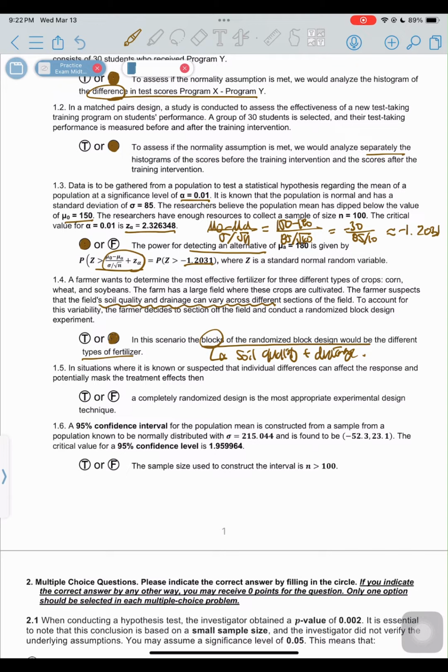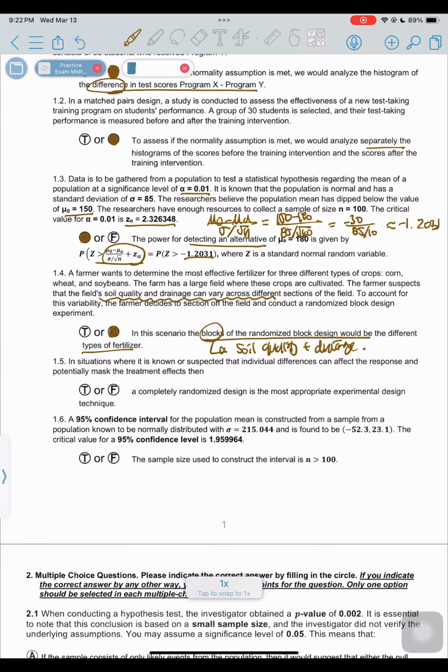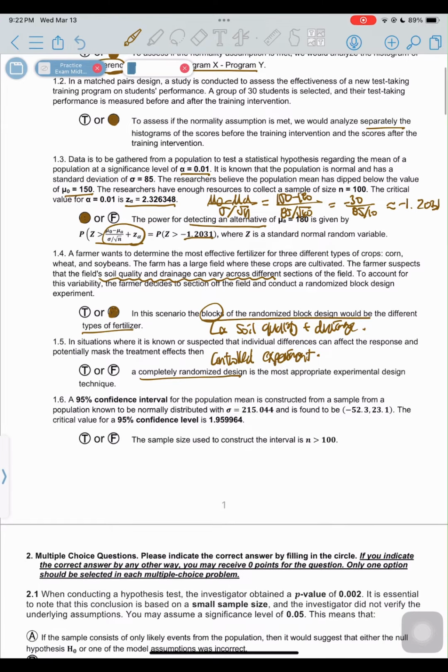In this case, completely randomized designs allocate treatments to subjects randomly without considering individual differences, which can lead to confounding and reduce statistical power. So techniques like the controlled experiment would be a better choice compared to the completely randomized design. So for this reason, this statement is false.